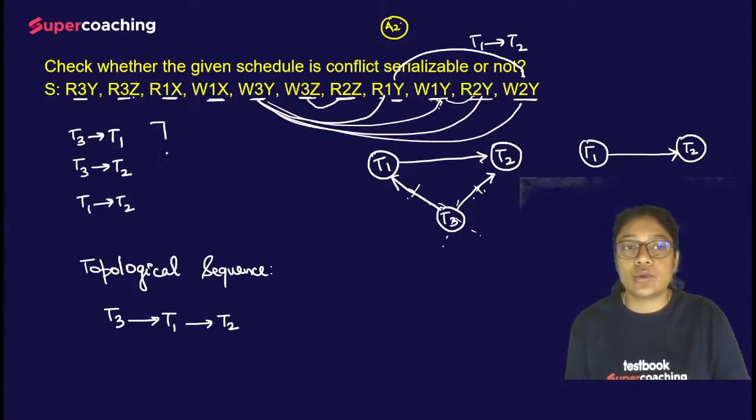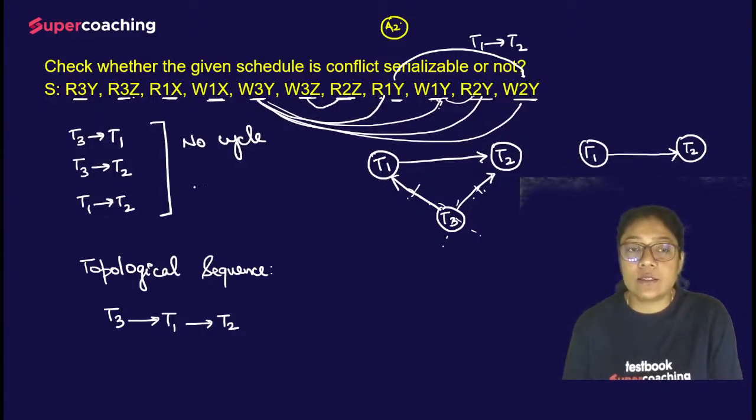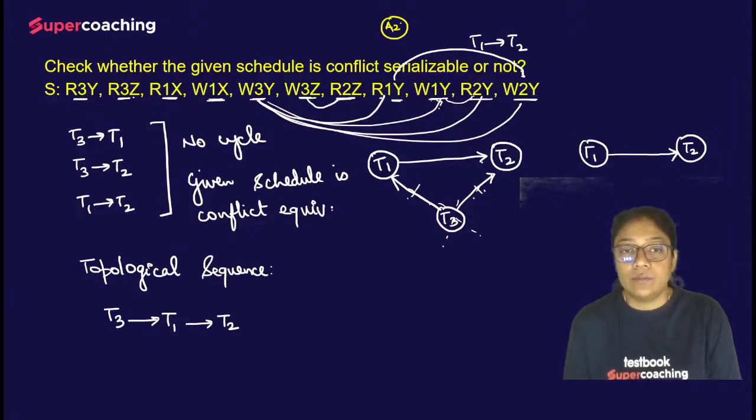Since there was no cycle, the precedence graph that we are getting here is acyclic. So on the basis of this, simply we can say that the given schedule is conflict serializable and its equivalent serial order is given by the topological sequence, that is T3, T1, T2.